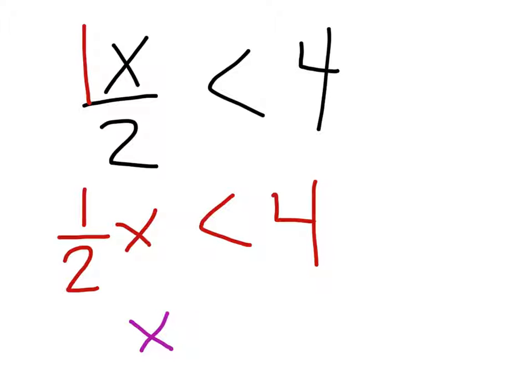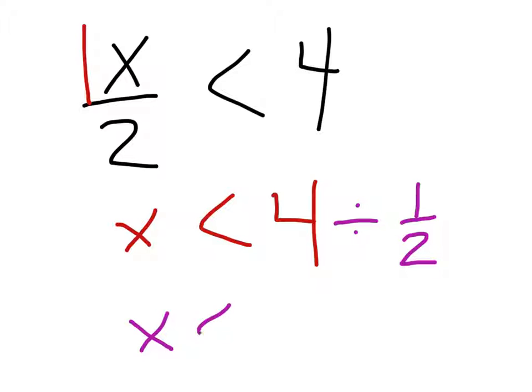Well, we're on step 6 of the switch and stay game. Divide the coefficient, right? What is the coefficient? 1/2. So we're going to divide by the coefficient 1/2. Well, 4 divided by 1/2 is just the same as 4 times 2, okay? So it should be 8.